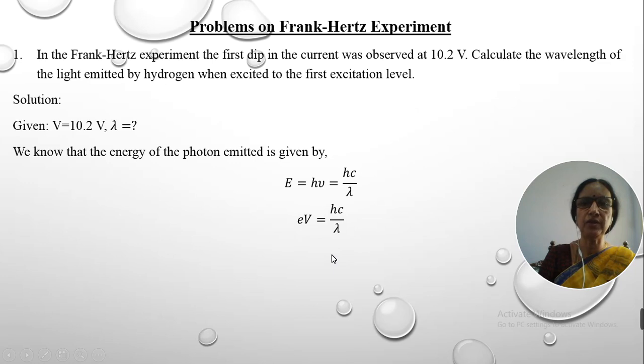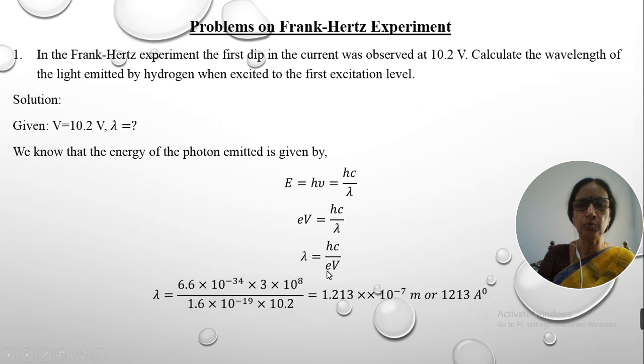Just keep on converting it, and whenever electric field can be written in terms of energy, energy can be written in terms of e into V, where V is the applied potential. So list out the things here, that is potential is given as 10.2 volts and wavelength is to be determined. So substitute the values. Just cross multiply it. hc by eV it becomes, h is Planck's constant, 6.6 into 10 raised to minus 34, and c is the velocity of light, 3 into 10 raised to 8, and charge of an electron.